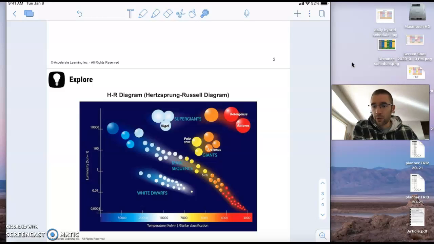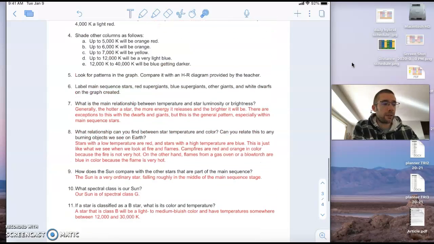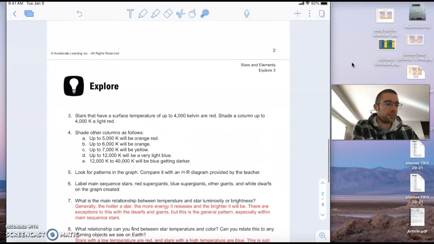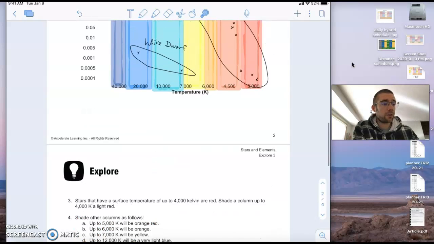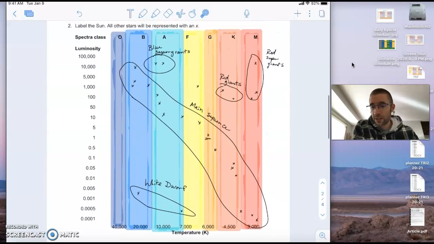Okay, so that was one step in this process, right? You went through and color coded, right? Number 5 was comparing, and then you were labeling the stars. Okay. Now, if your labels weren't in the right spot, feel free to change them. I would change them so that you can use this to help you understand the HR diagram and these relationships. So please make sure you correct.